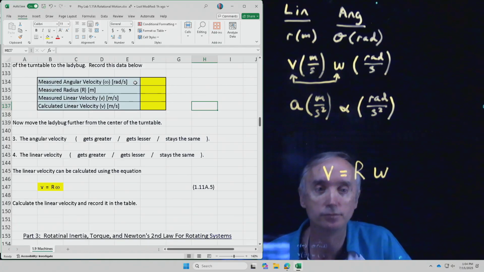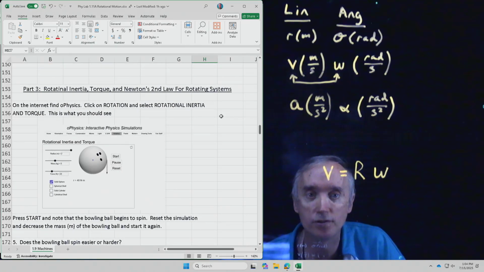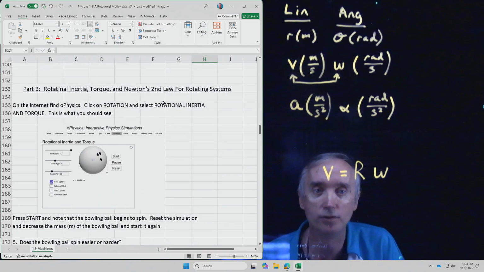All right, let's take a break. When we come back, we're going to do part 3 of the lab, which is on rotational inertia, torque, and Newton's second law.